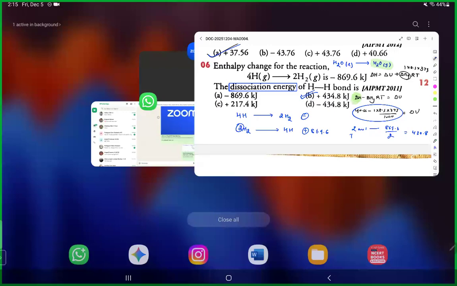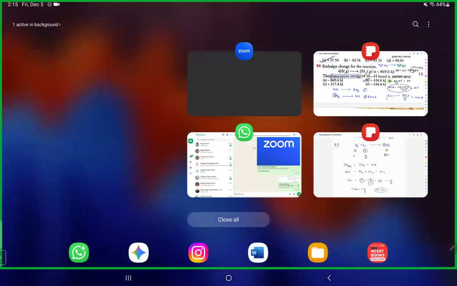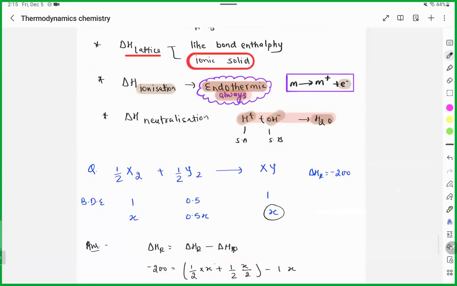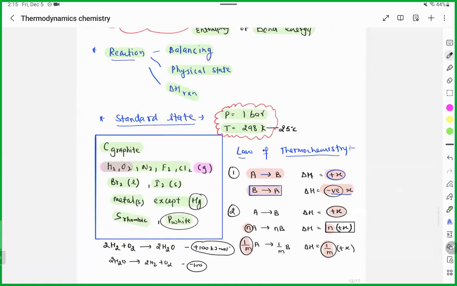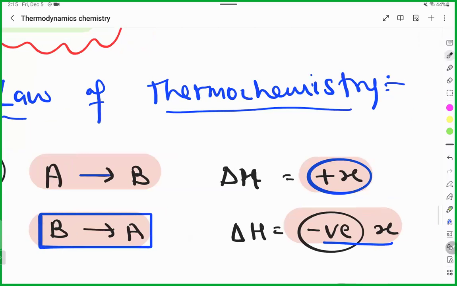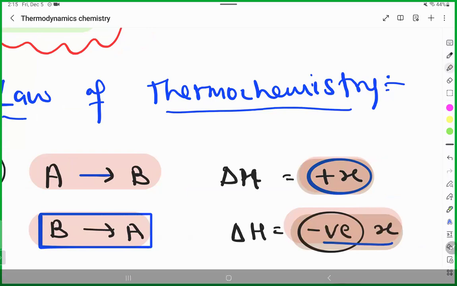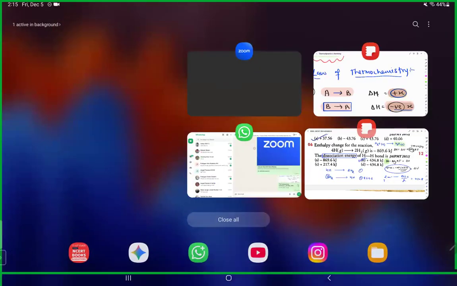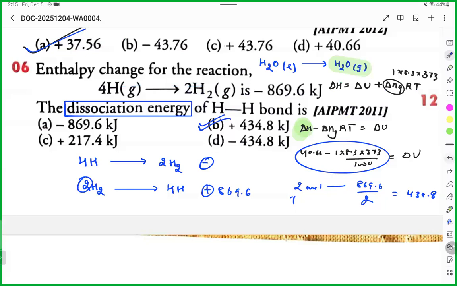Understand more, sir. I told you this: if A to B is positive, then B to A will be negative. So we made it ulta. Same thing happened here. If this to this is negative, then ulta will be positive. Understood, guys? Was it extremely easy?